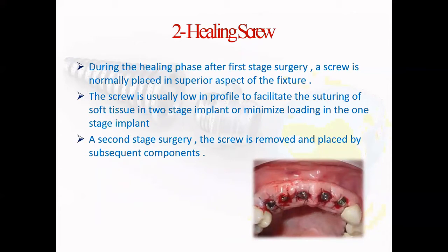Next is the healing screw. After we place an implant, during the healing phase after the first stage surgery, a screw is normally placed in the superior aspect of the fixture. The screw is usually low in profile to facilitate the suturing and soft tissue closure in a two-stage implant and minimize the loading in the one-stage implant. A second stage surgery is required to remove the screw and place the subsequent components.